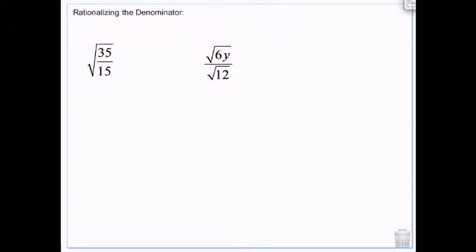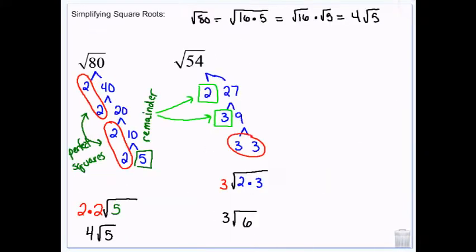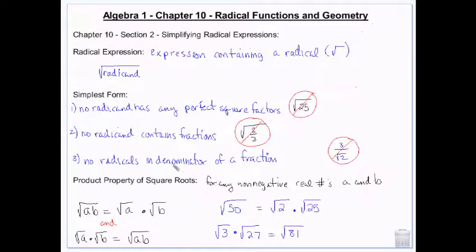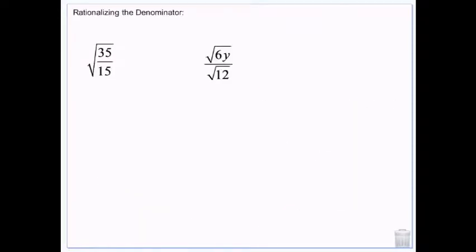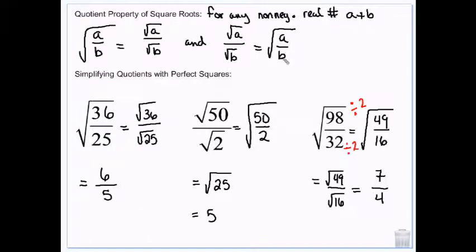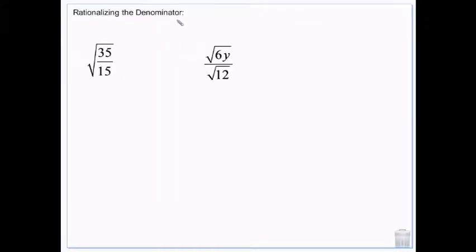Back to the very first page of the note packet, and I said you can't have any radicals in the denominator. And sometimes it doesn't work out nicely like these to where you don't have a radical in the denominator anymore, and you have to do what's called rationalizing the denominator. And that's the process of getting rid of the radicals.